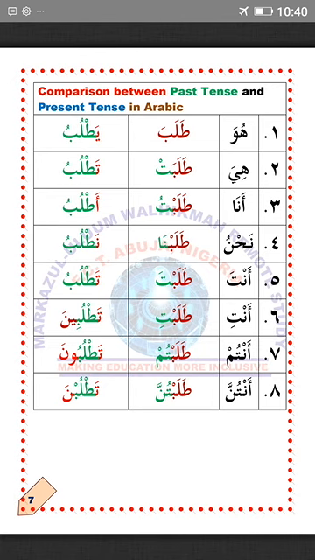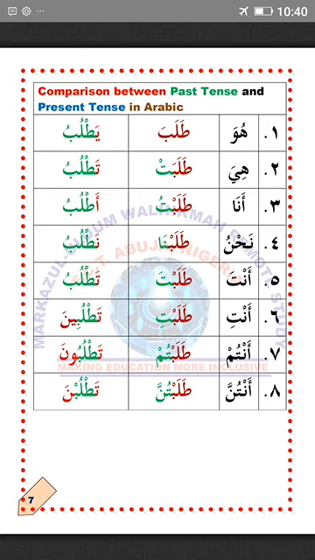Thalatha, number 3. Ana, I. Talabtu, I have requested, or I requested. Atlubu, I am requesting, or I request. Arba'a, number 4. Nahnu, we. Talabna, we have requested, or we requested. Natlubu, we are requesting, or we request.